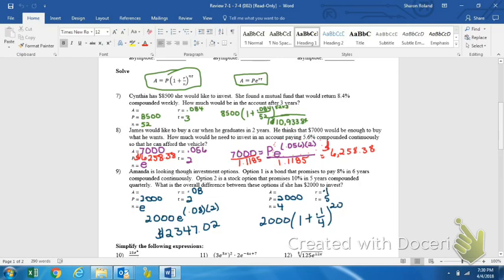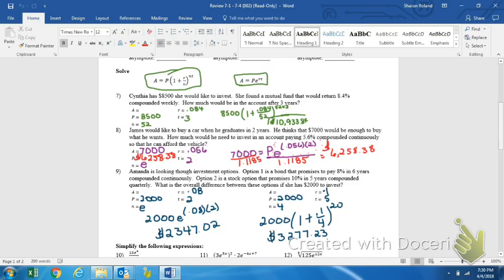So we're going to start with 2,000, and it's going to be 1 plus, and I did alpha y equals, put 0.1 in the numerator, 4 in the denominator, close the parentheses, and this is to the exponent 20. This one is going to be $3,277.23.